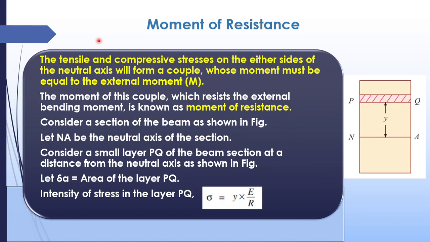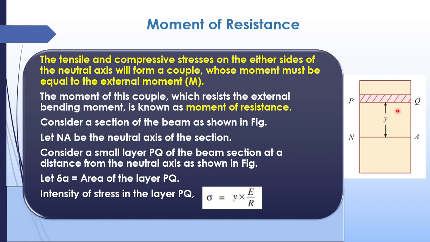Now we are moving on to another part, that is moment of resistance. The tensile and compressive stresses on either side of the neutral axis will form a couple. How does it form a couple? So this is a neutral axis. Above this, compression occurs. Below this, tension occurs. So this particular thing should be in equilibrium, right? For making this into equilibrium, this force should compensate this force. That is, this force should be equal to this force.